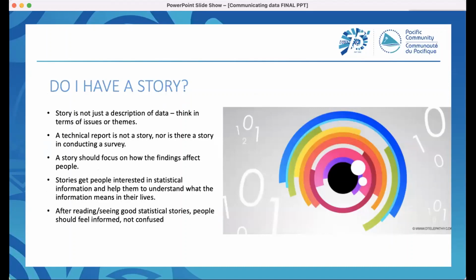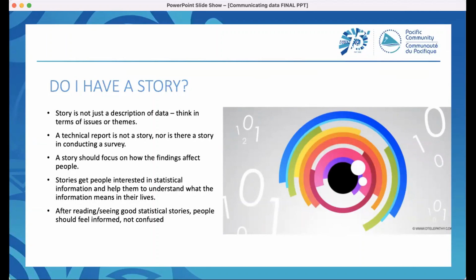Once you've decided that you would like to tell a story with the data that you have, the first thing you really need to ask yourself is, do I have a story? And listed here are a few things that a story isn't. A story isn't just a description of data. For a story, it's best to think in terms of issues or themes. And as Phil mentioned, it's the context that surrounds the data that is generally the story.